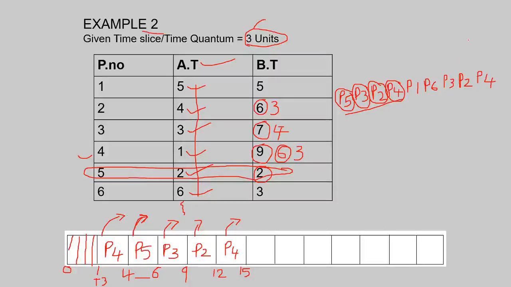So select the next process from the queue. It is P1, so allocate process P1. P1's burst time is 5 here.